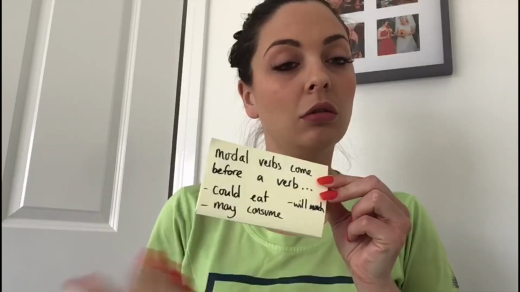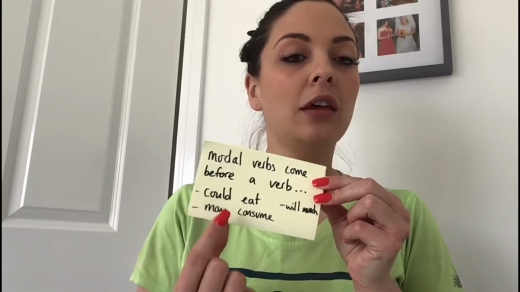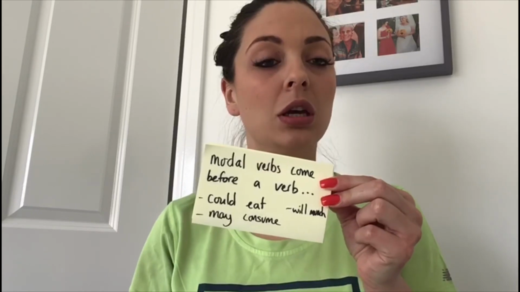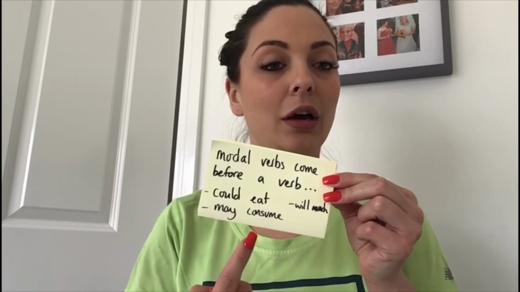Now, as I said, modal verbs come before a verb. They're little helpers. So if you think could eat, may consume, will munch, all to do with cheese again, they come before that main verb, eat, consume, munch. So those little helpers come before to give us more information about that verb.